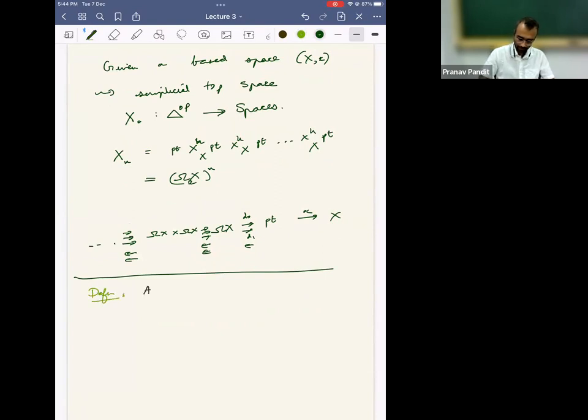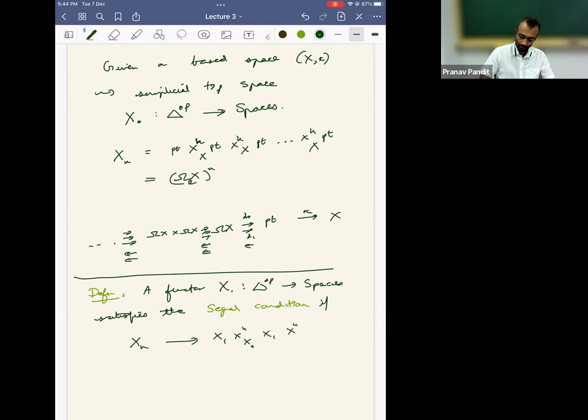A functor X dot from delta to spaces satisfies the Segal condition if the natural induced map from Xn to the fiber product X1 crossover X0, X1 crossover X0, oops, there are so many X's here that it gets very confusing. I'm sorry. Some of the X's are products and some of the X's are X's.